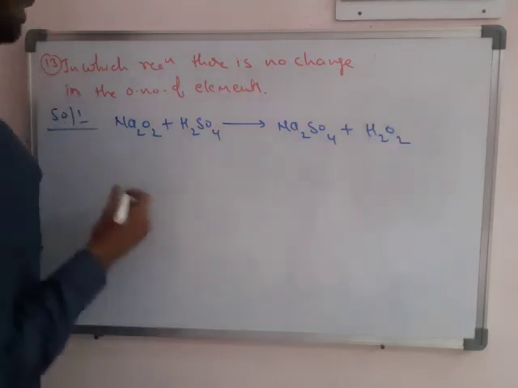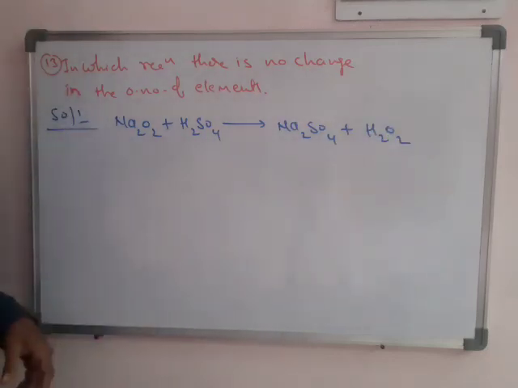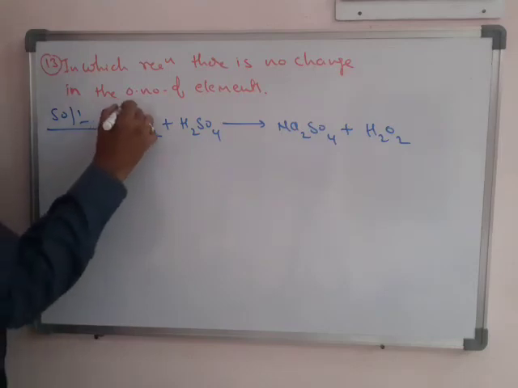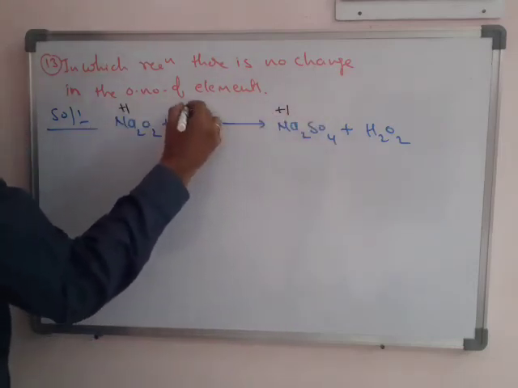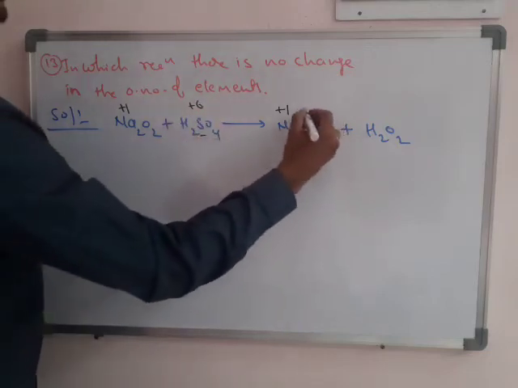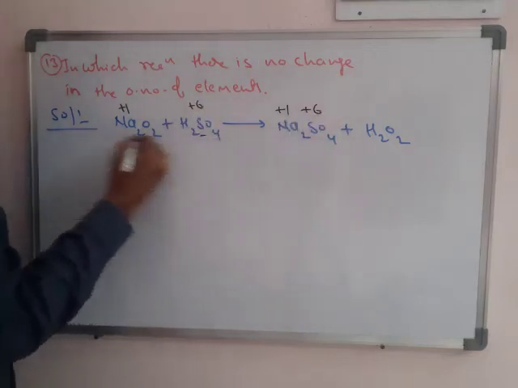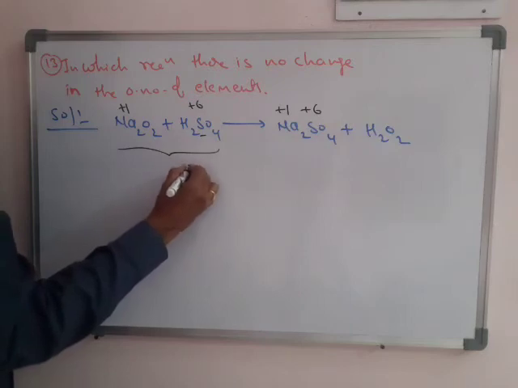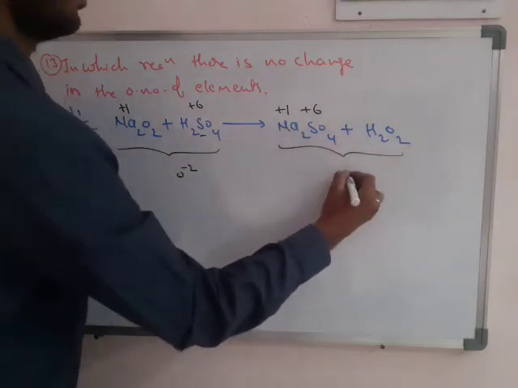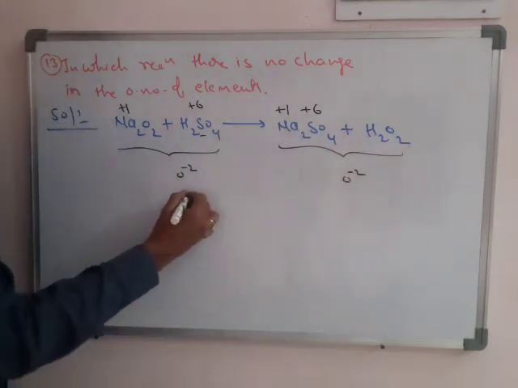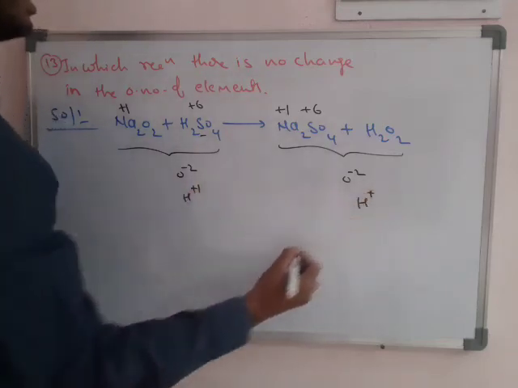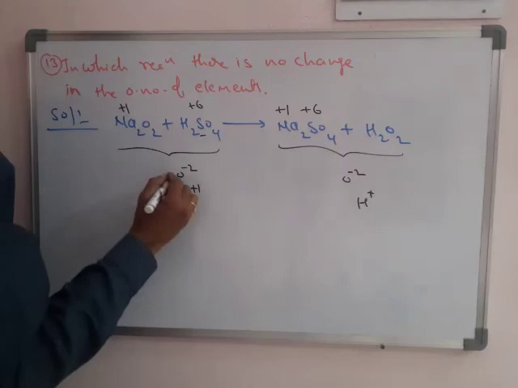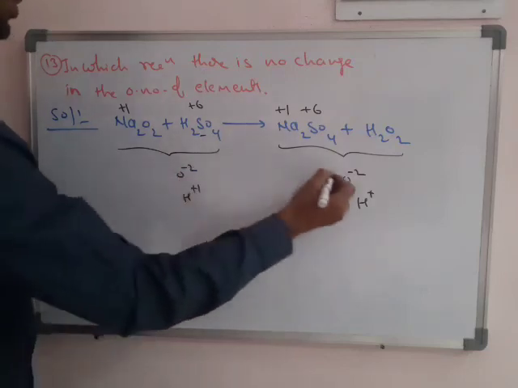Okay. Here see, what is the oxidation number of sodium? Here +1, here also +1. Here oxidation number of sulfur, calculated +6. Here also +6. In all these compounds, oxygen is -2. In these compounds also oxygen is -2. Hydrogen is always +1. In these compounds also hydrogen is +1.